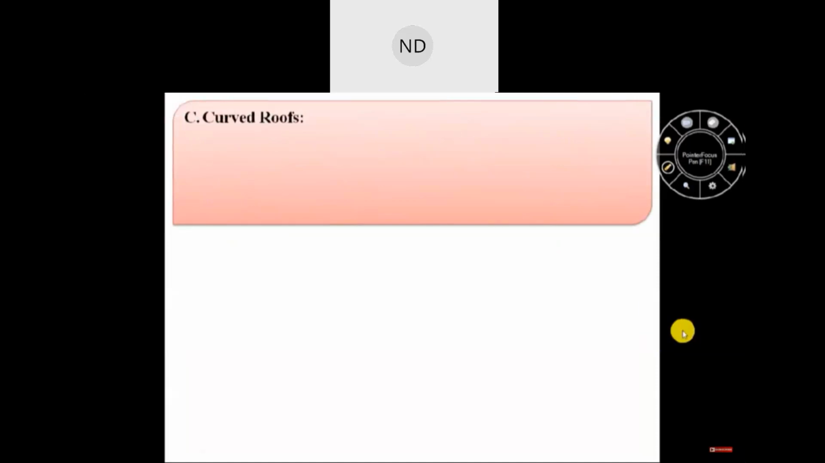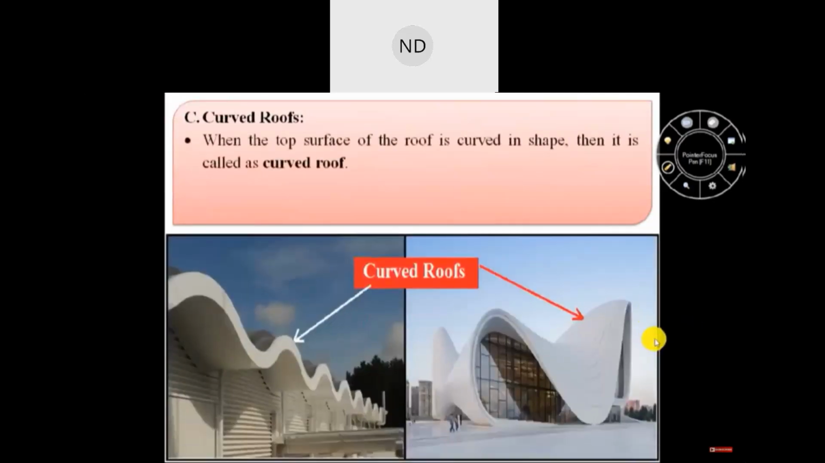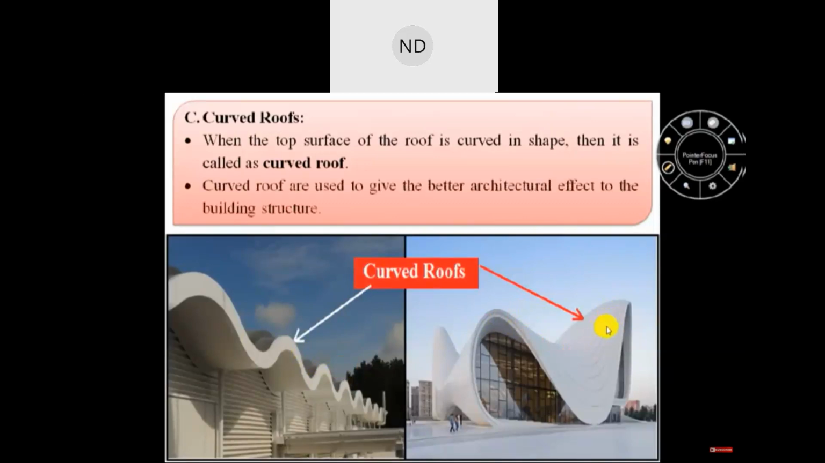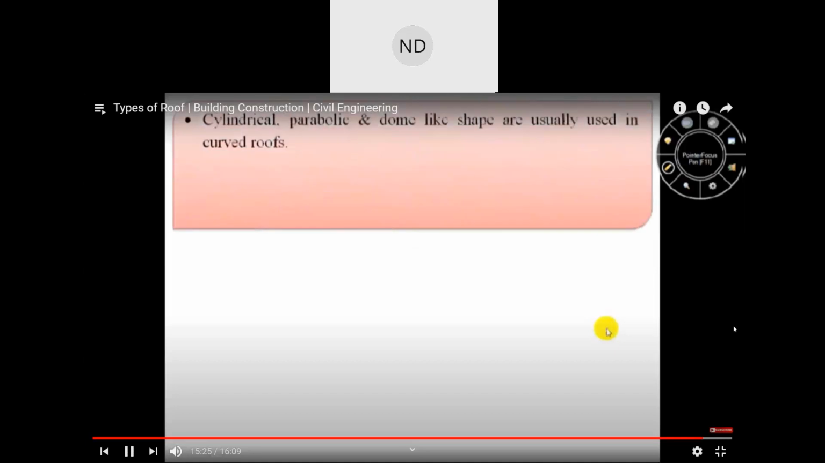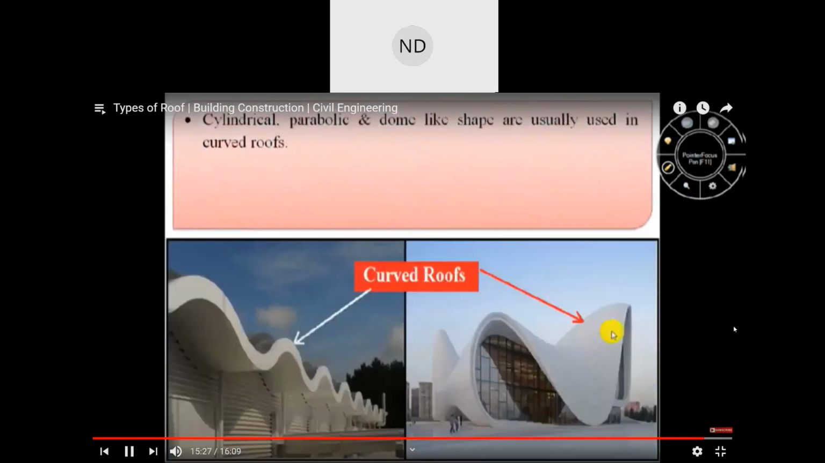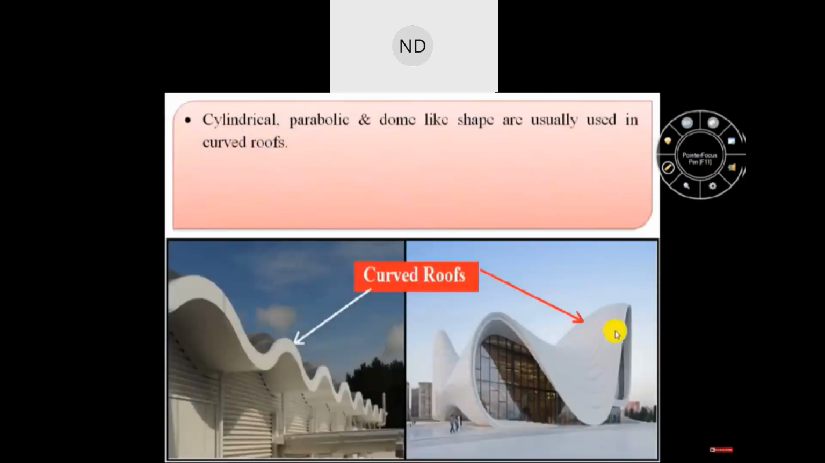Now, the last type of roof is the curved roof. When the top surface of the roof is curved in shape, as shown in this image, it is known as a curved roof. Curved roofs are used to give a better architectural effect to the building structure. Cylindrical, parabolic, and dome-like shapes are usually used in curved roofs.